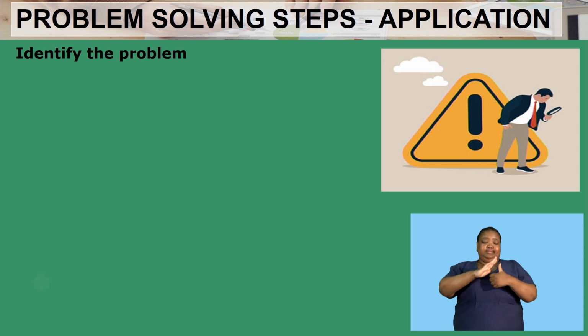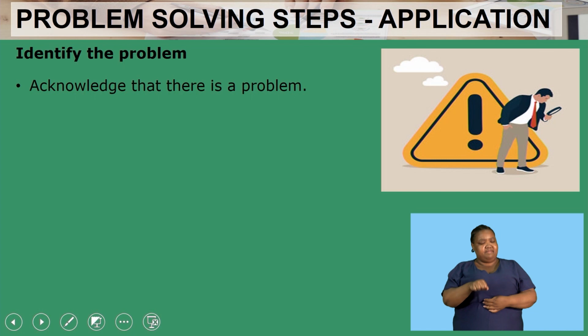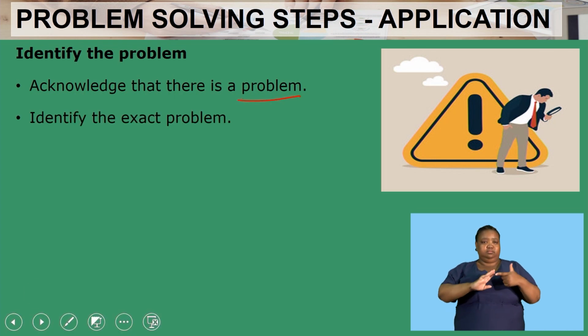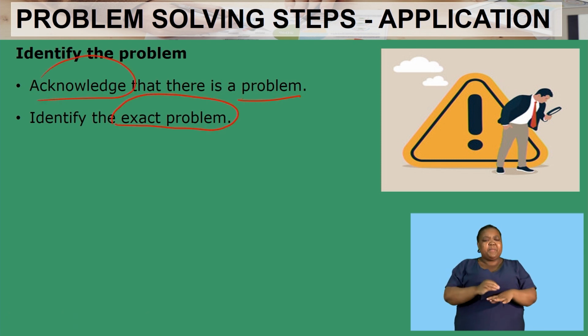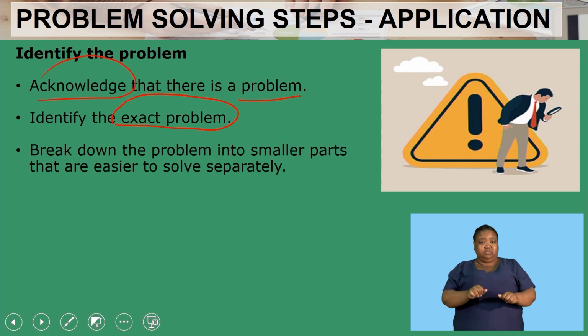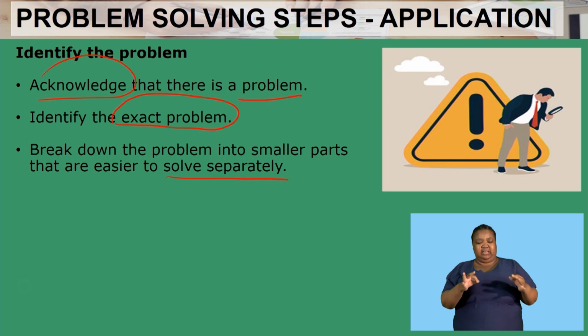Right, like I said, the first step in solving a problem, you need to first identify the problem. So acknowledge that there is a problem. So you've acknowledged that, yes, indeed, we have a problem here in our business. But you need to identify the exact problem, not just acknowledge only, but identify the exact problem. Break down the problem into smaller parts that are easier to solve separately.